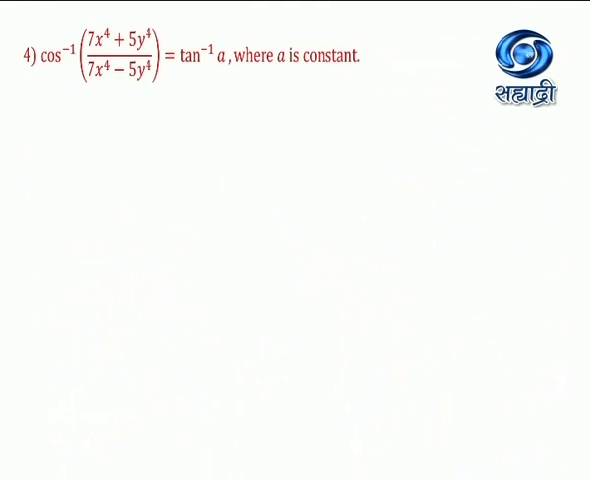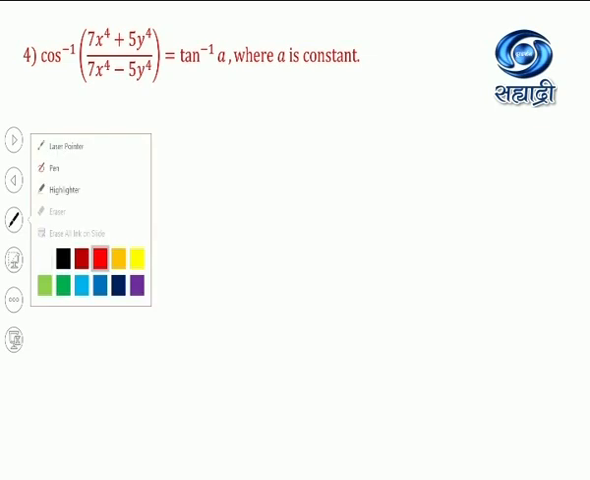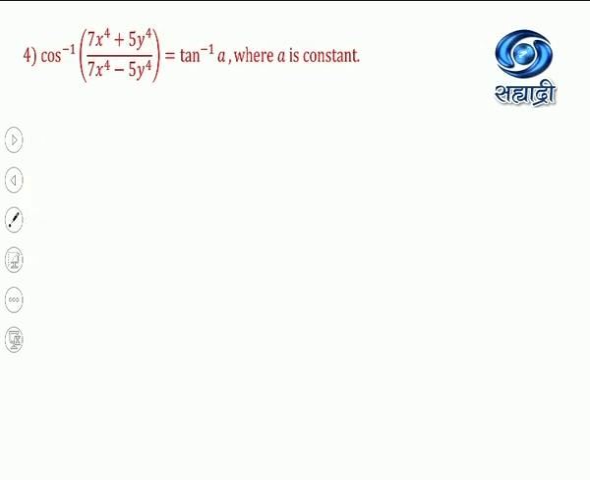Now we will continue. Here is the next example: cos inverse of (7x^4 + 5y^4) upon (7x^4 - 5y^4) equals tan inverse a, where a is constant. Now here we consider the given thing: cos inverse of bracket equals tan inverse of a.